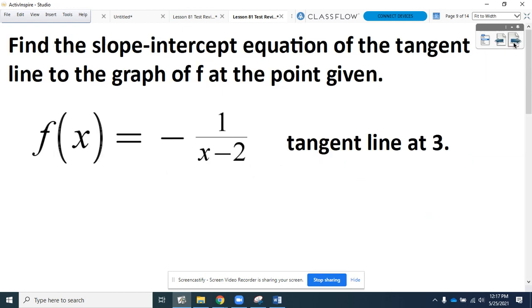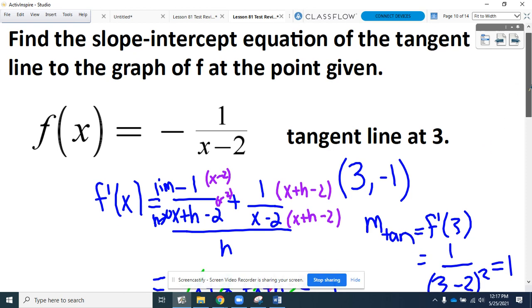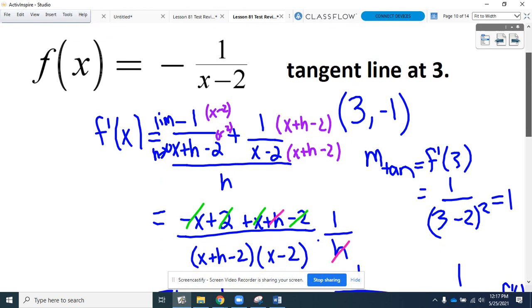All right, and then the last problem that you did was another pretty serious derivative problem. So this time we had a rational function. So we plug in our x plus h, we subtract the original function, it was negative, so we end up with a plus, divided all by h. This is different here. This is not a radical. I don't use the conjugate. Instead, I want to do a common denominator.